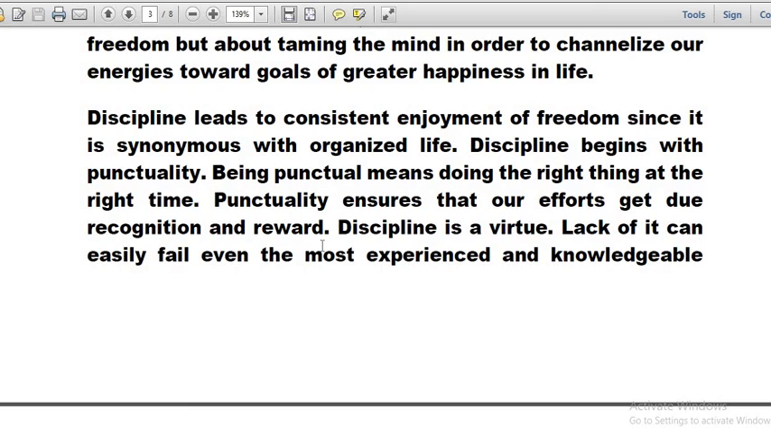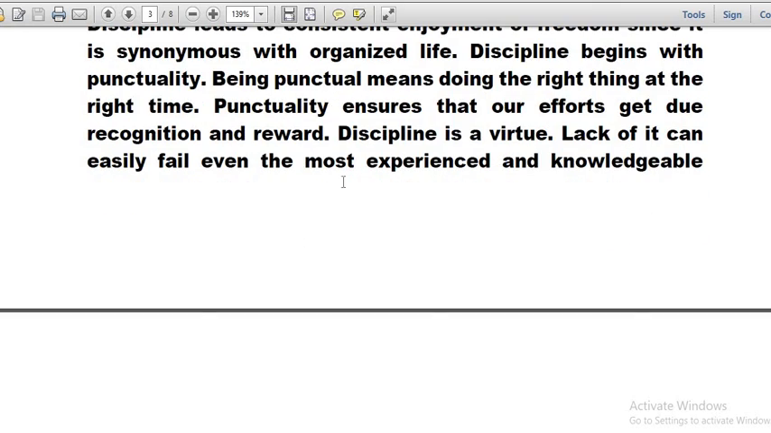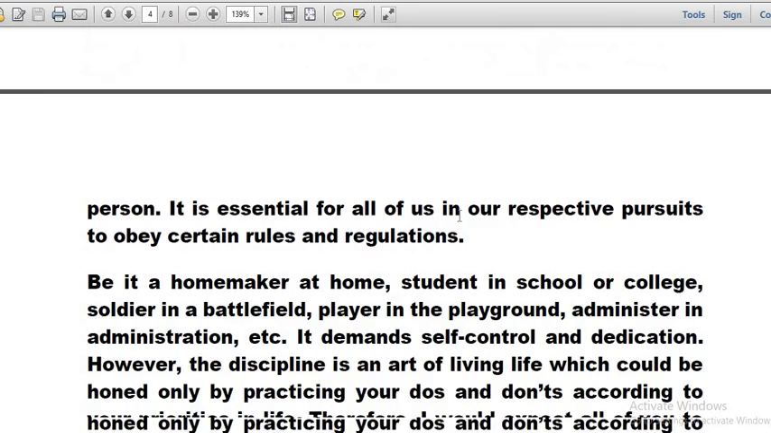Punctuality ensures that our efforts get due recognition and reward. Instantly we may not get the recognition and reward, but if we pursue our habit of punctuality, ultimately, in due course of time, we will get our recognition and obviously our reward.